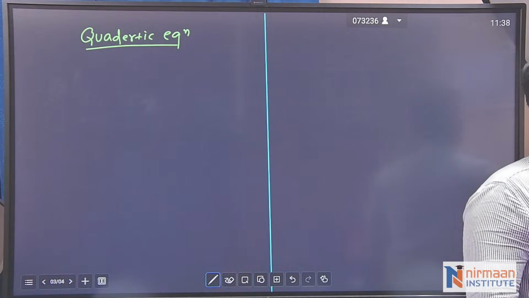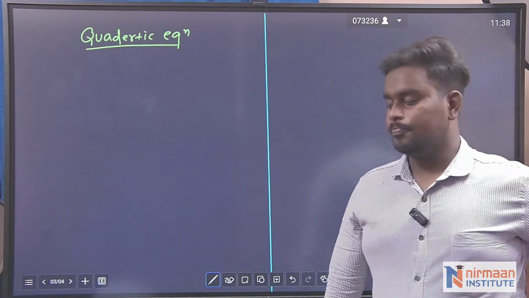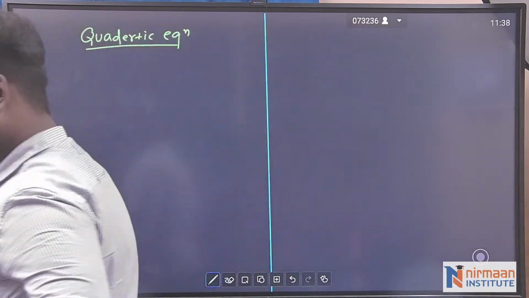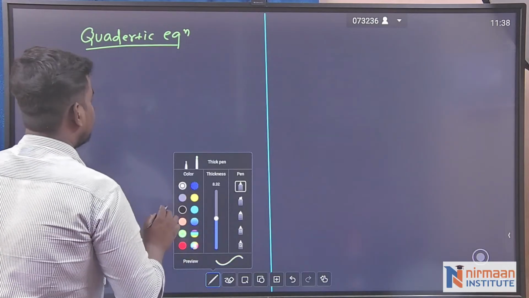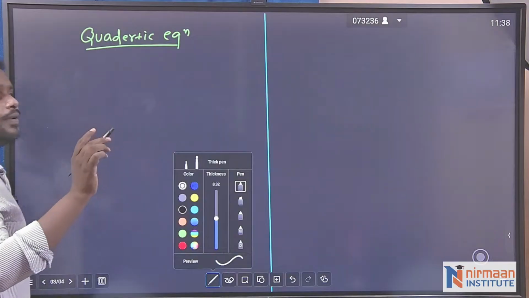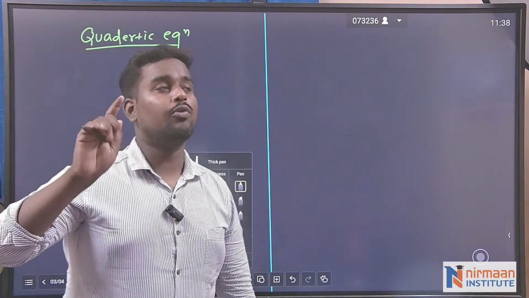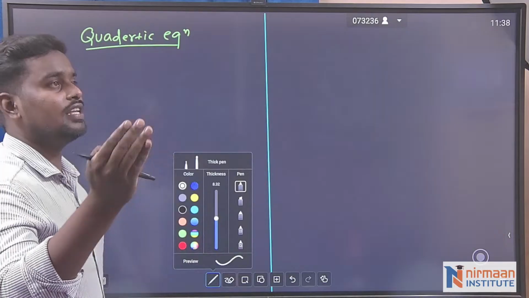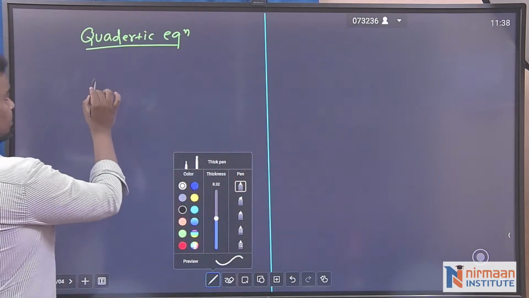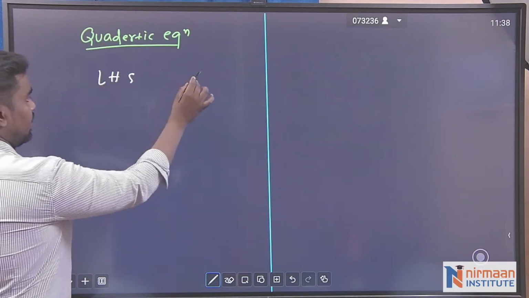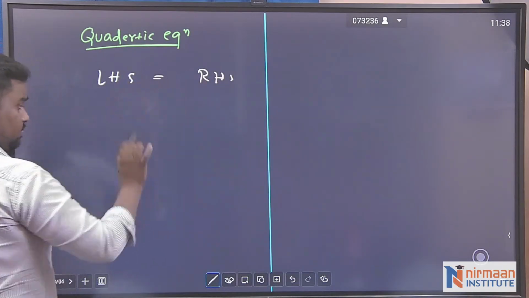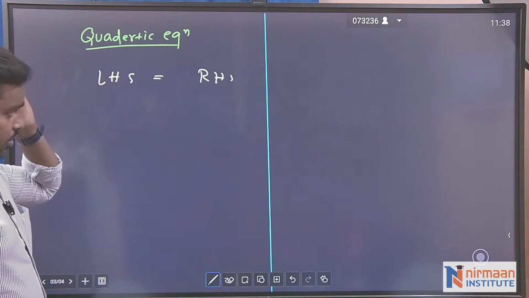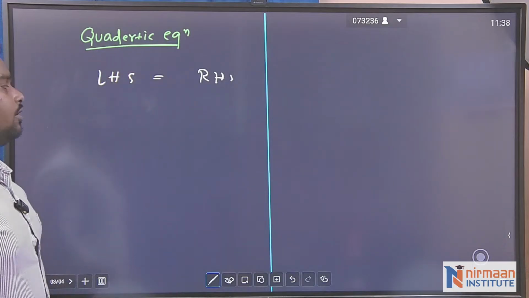Okay, so what is a quadratic equation? See, I'm writing what an equation is. Equation means variables with an equal sign. There is the LHS, there is the RHS. You know what an equation is, right? There is some LHS and some RHS, separated by an equal sign, and that is called an equation. Very simple, I know everyone knows it from mathematics.